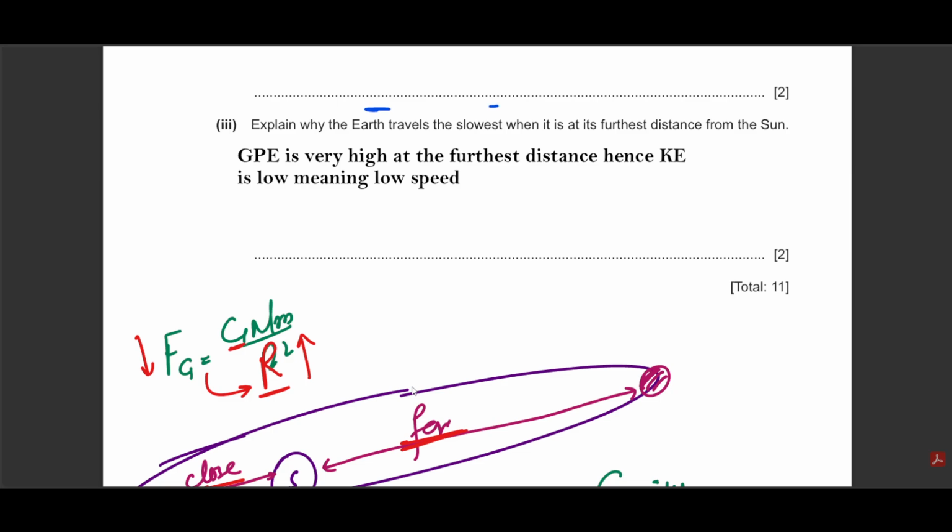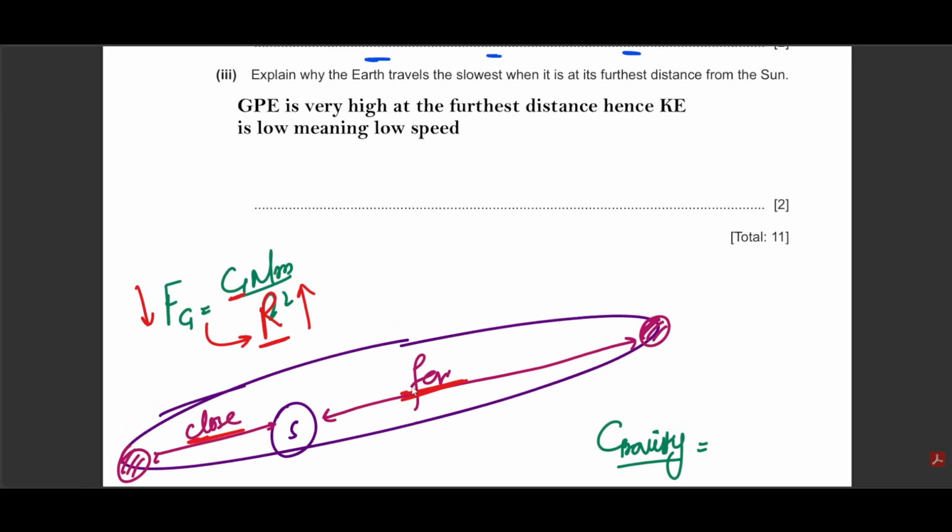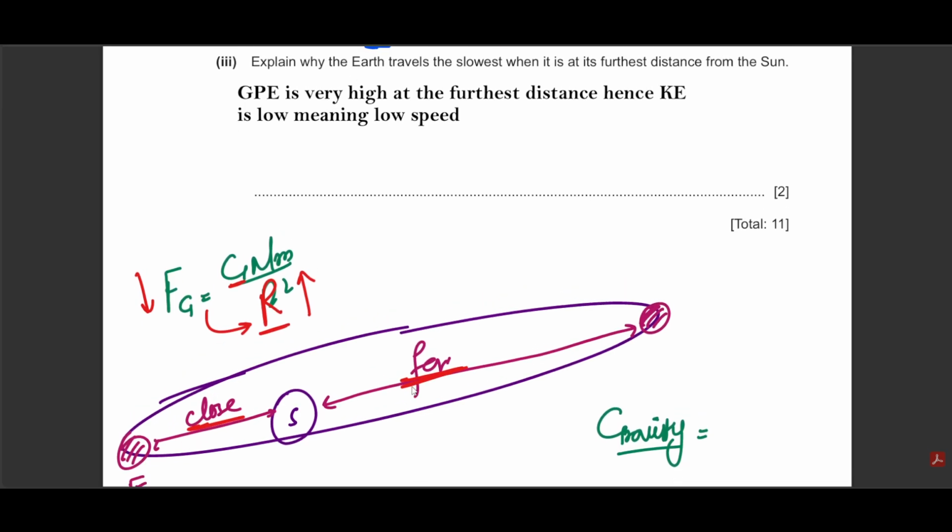Explain why the Earth travels slowest when it's the furthest distance from the Sun. It's mostly related to the exchange of gravitational potential energies. You see, what happens if you throw a ball upwards? What's happening in terms of the energies? It has kinetic energy when it leaves. It has gravitational potential energy as it goes to some height. And at this point, it is generally zero kinetic energy because it starts to come back down again.